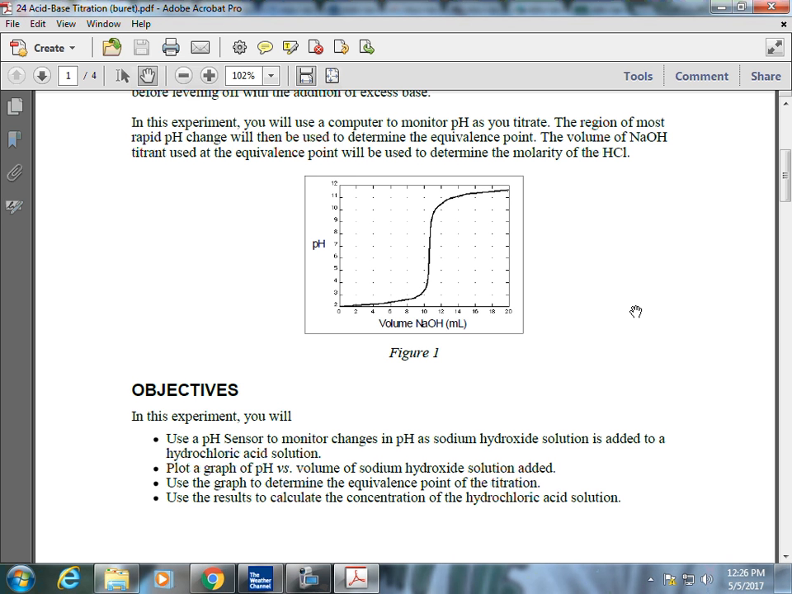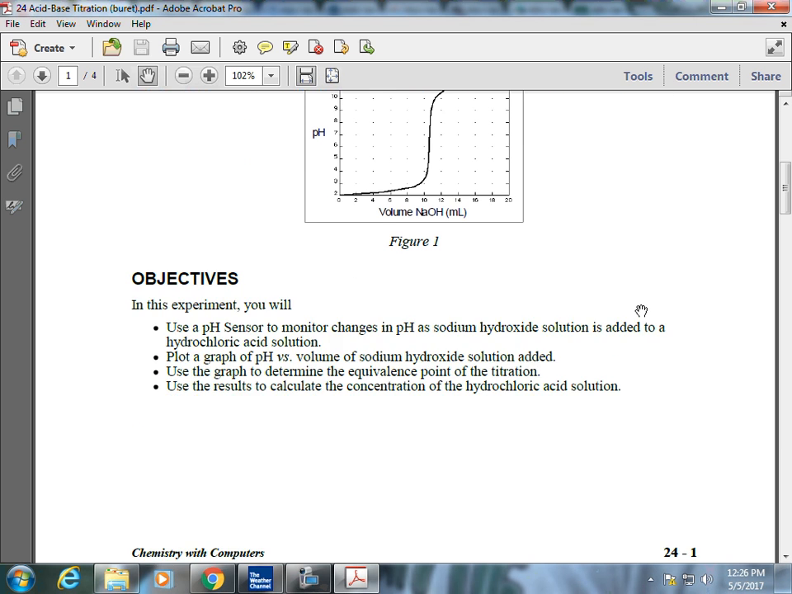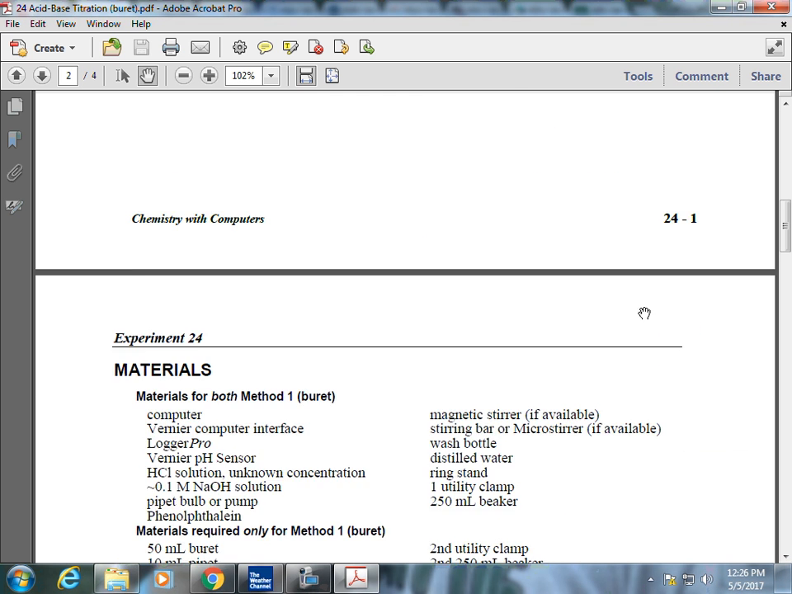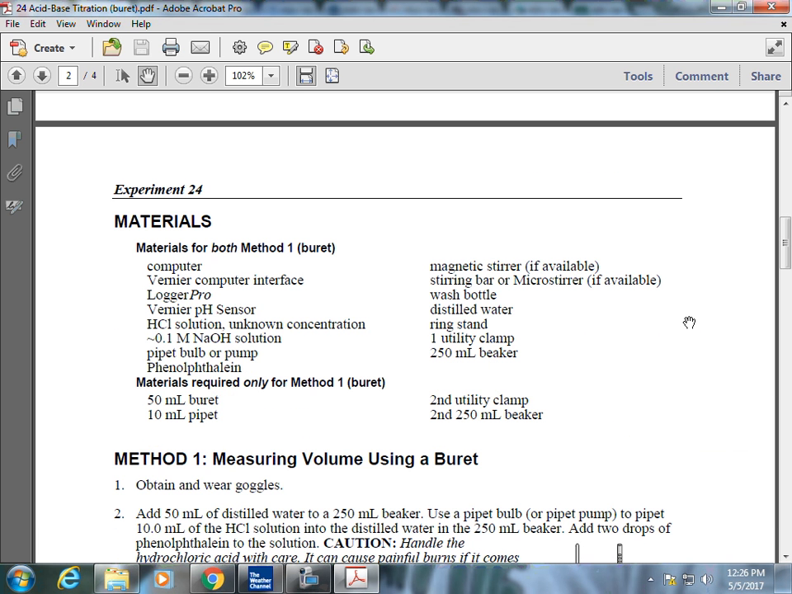That will be done for you on the computer. You will need to print a copy of this graph for each person in your group. Finally, we're going to use the graph to determine the equivalence point, and we're going to use that equivalence point to calculate the concentration of the hydrochloric acid solution. Sounds pretty difficult. It is not.